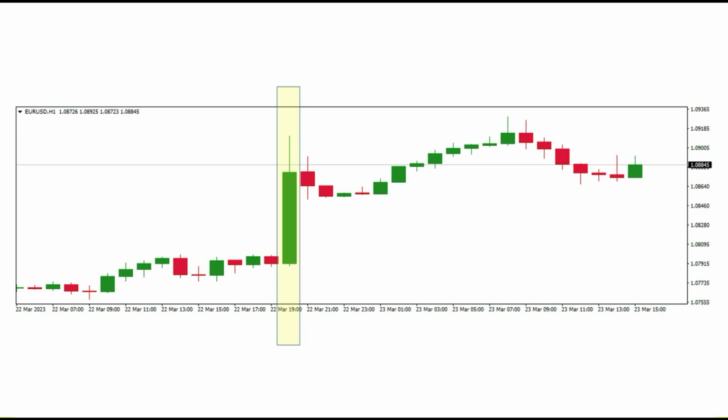So when we talk about FOMC decisions and interest rate, I can give just my opinion that the most important thing is the future prediction and the state of the economy. And you should always think very broadly when you talk about the FOMC and FOMC decisions.